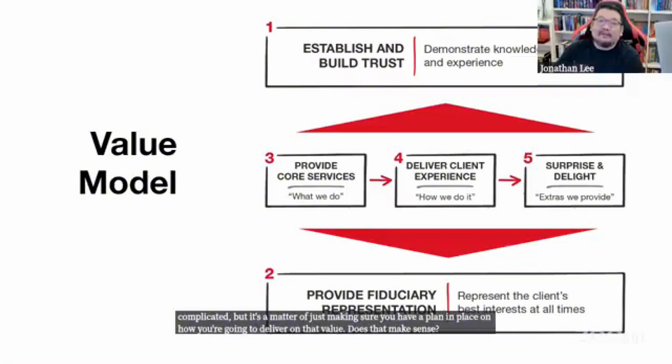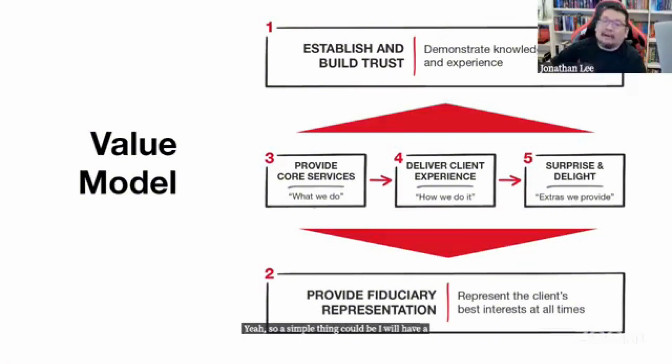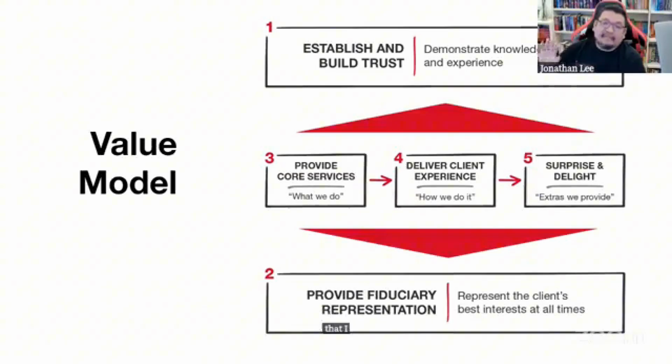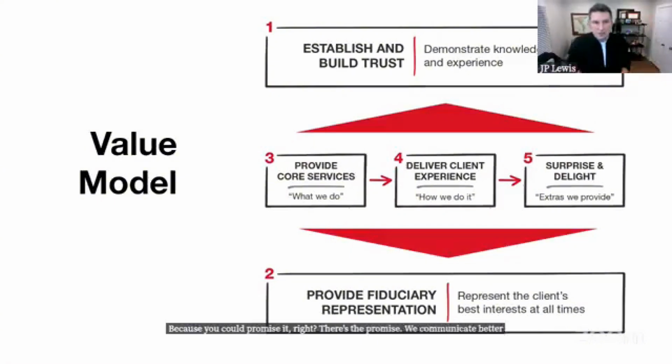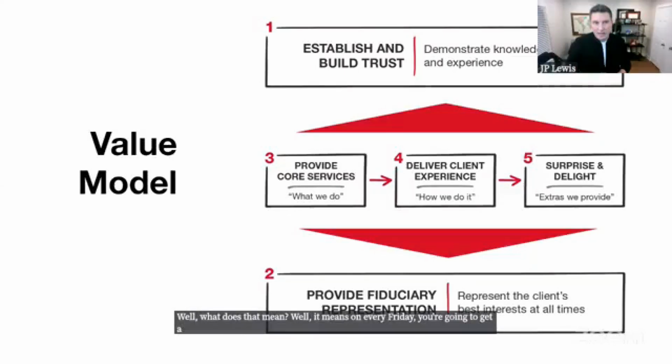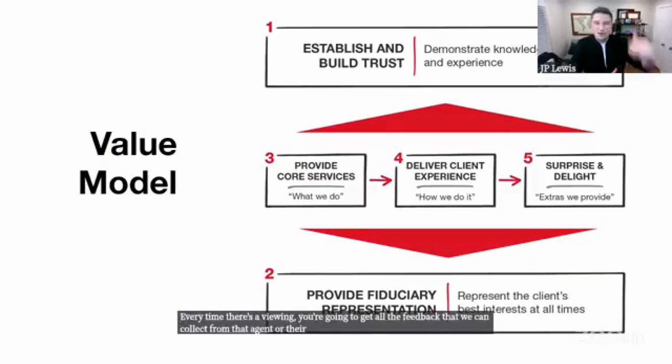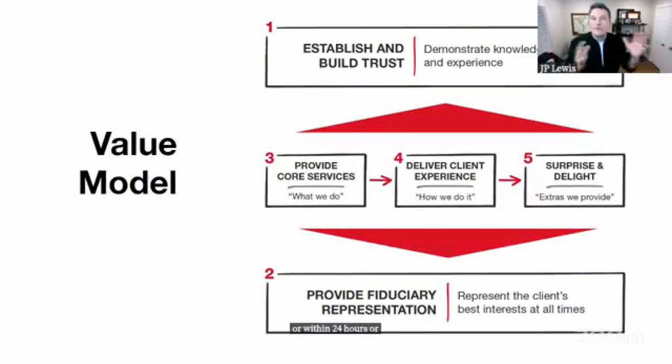So a simple thing could be, I will have a commitment to all my clients that list with me that I will update them on every single viewing that happens. Yeah, exactly. There you go. Because you could promise it, right? There's the promise: we communicate better than any team in the city. Well, what does that mean? It means every Friday you're going to get a message from me with a recap of what happened for the week. Every time there's a viewing, you're going to get all the feedback that we can collect from that agent or their clients or their potential buyers, and you're going to get it that day or within 24 hours or within 48 hours, or whatever your promise is.